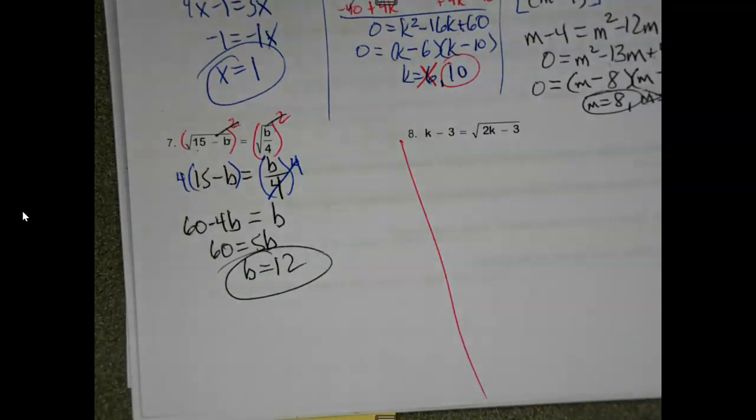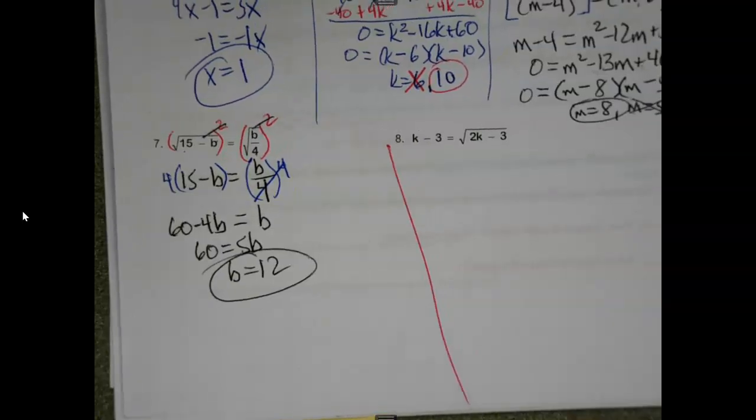So again, if we're okay with our foiling or using a special case, if we're decently okay with factoring or the quadratic formula, this shouldn't be a huge issue.